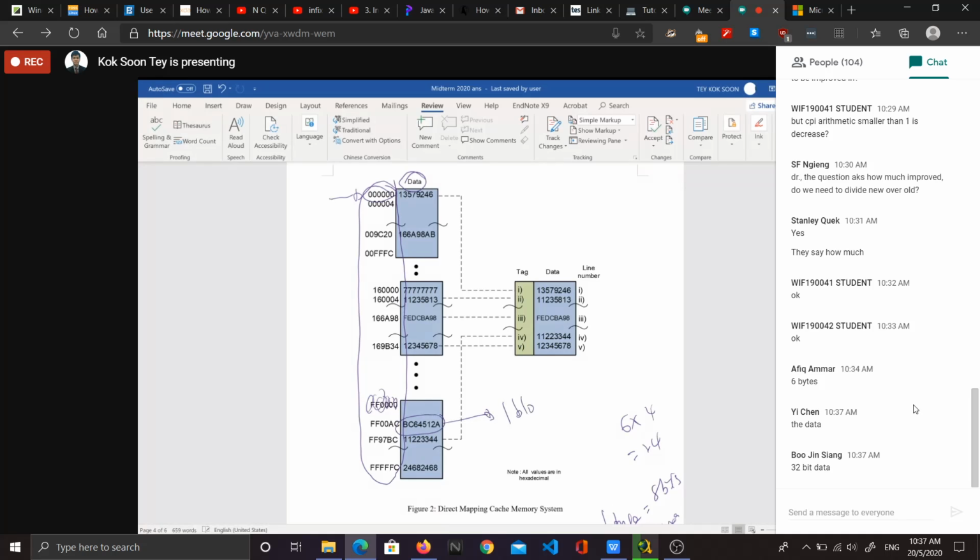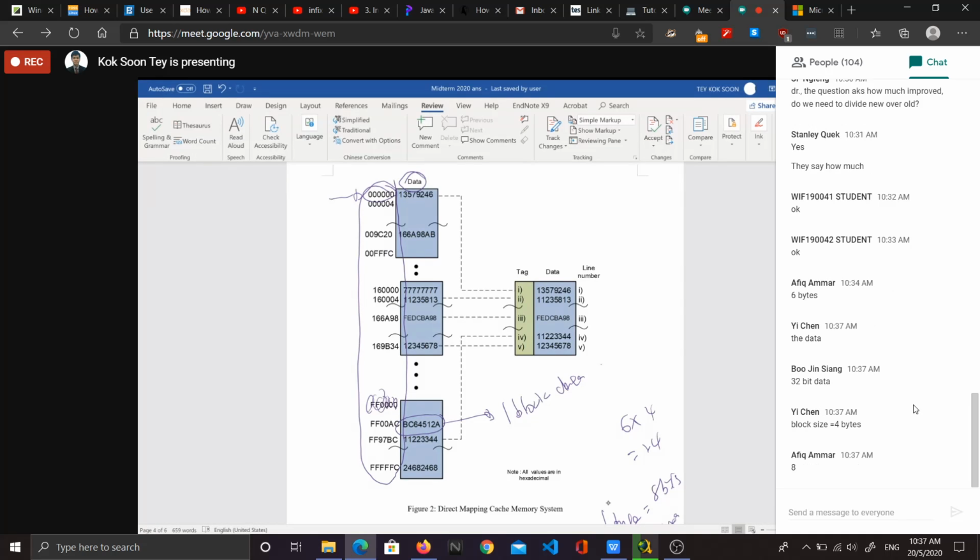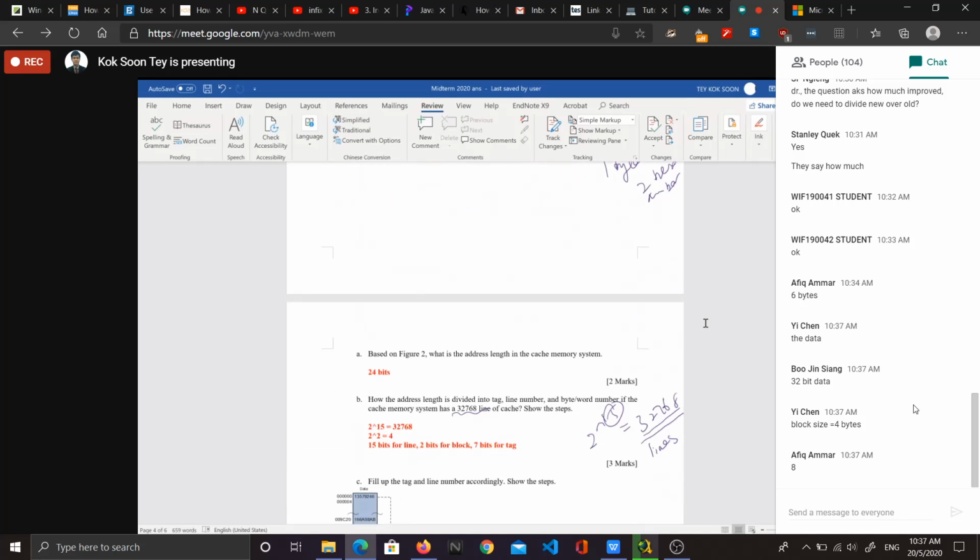So this is considered one block. How many hexa numbers do they have? 1, 2, 3, 4, 5, 6, 7, 8. There are 8 hexa numbers, so 8 hexa numbers equal 4 bytes. So 2 power of 2 equals 4 bytes. One block equals 4 bytes.